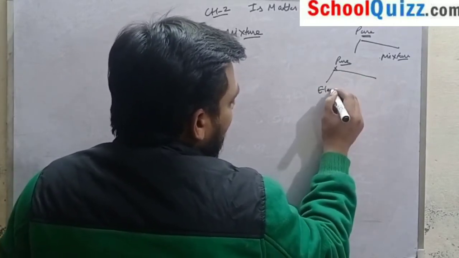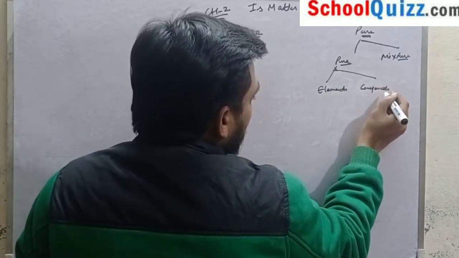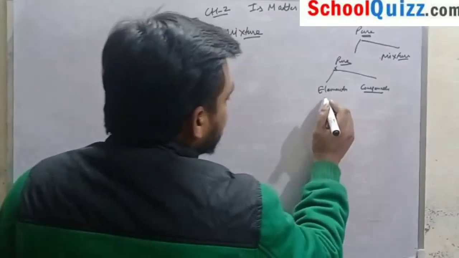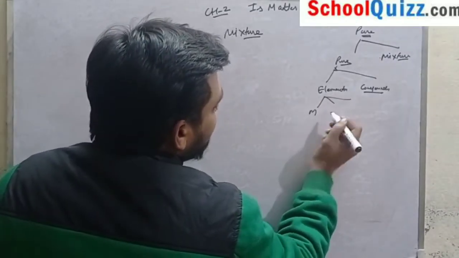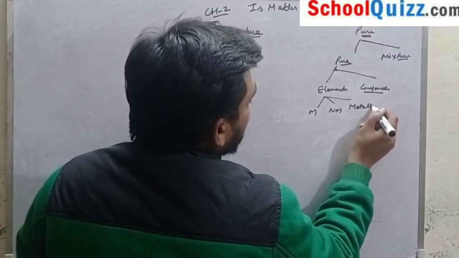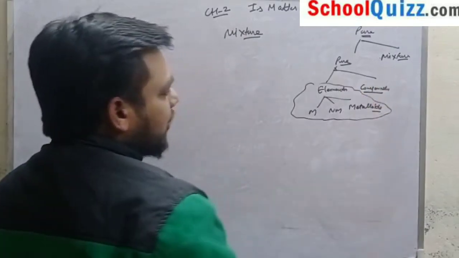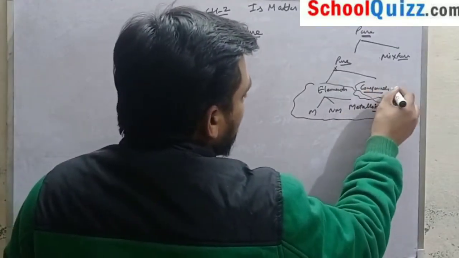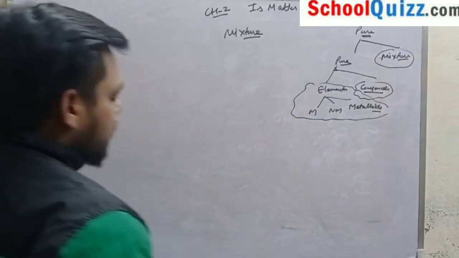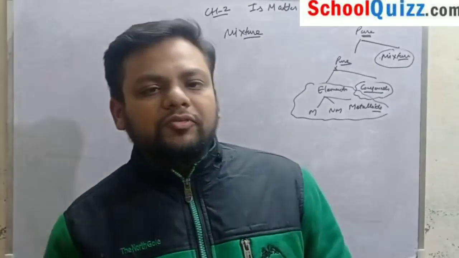Pure substance can be classified as elements and compounds. We have already discussed what elements and compounds are. Elements can be further classified as metals, non-metals, and metalloids. We have also covered that topic, and we have already discussed what compounds are. Now we will discuss what is a mixture.